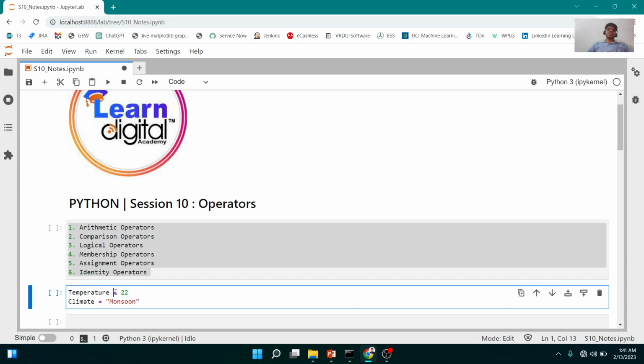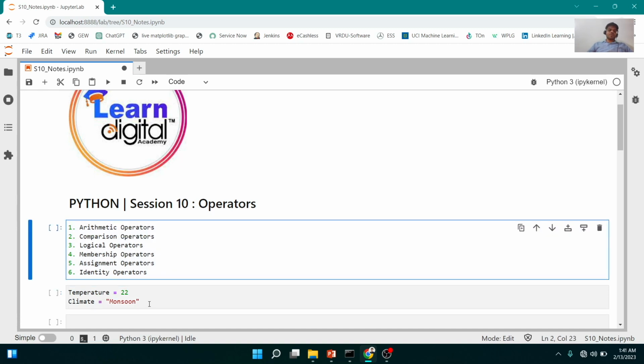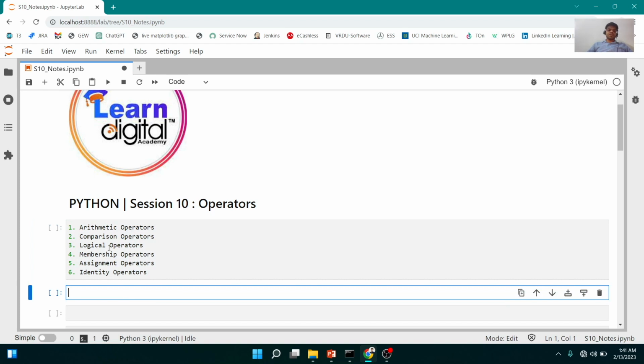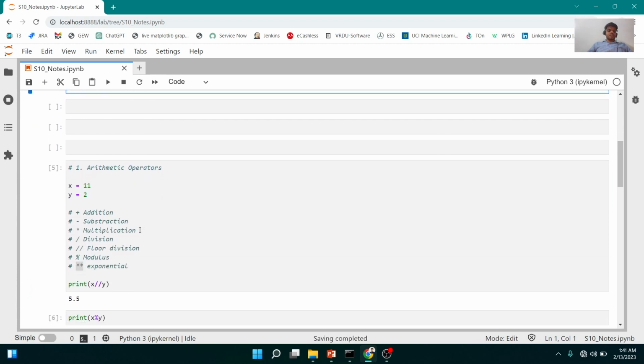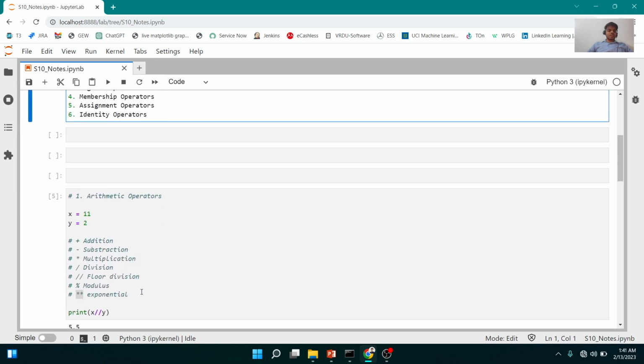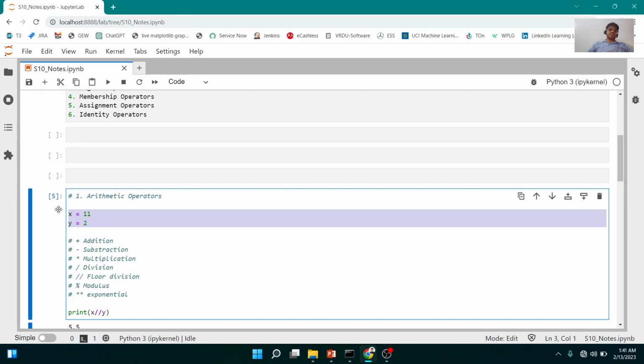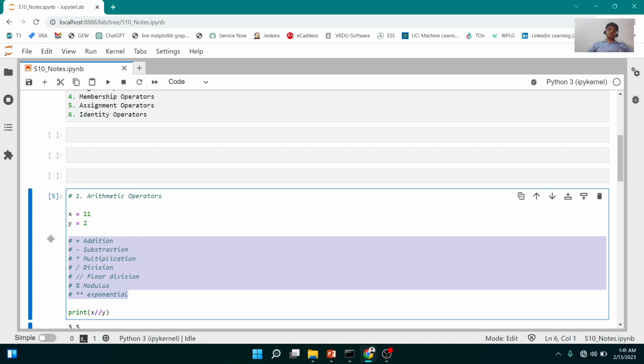Just like this symbol, we have a lot of symbols categorized into different categories, as you can see here, for better classification. So let's first learn what an arithmetic operator is. Let me start by creating two variables. I'm storing 11 in x and 2 in y. And these symbols which you see here, plus, minus, multiplication, division, have special meanings to Python.